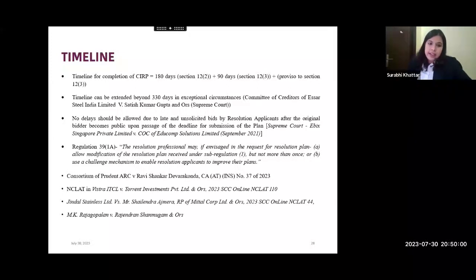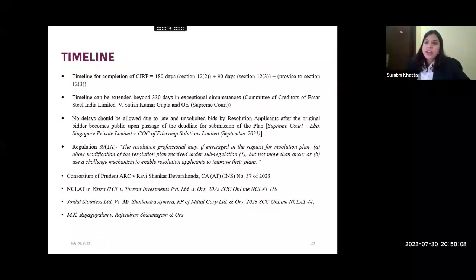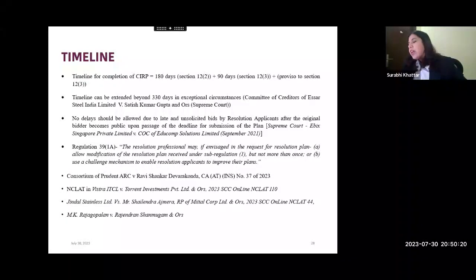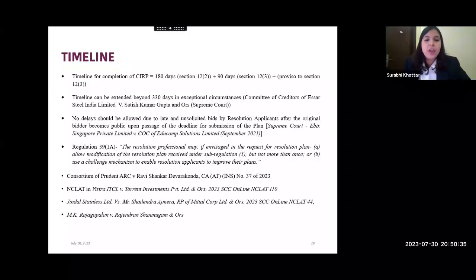Now, this particular regulation has been the subject of debate in several of the cases that have recently come before NCLT and NCLAT. The way NCLTs have interpreted this provision is again by emphasizing the primacy of the commercial wisdom of the COC. The NCLT in the Vista ITCL versus Torrent case held that if the terms of the RFRP provide, then the COC has the discretion to call for revised resolution plans and or conduct a challenge mechanism.